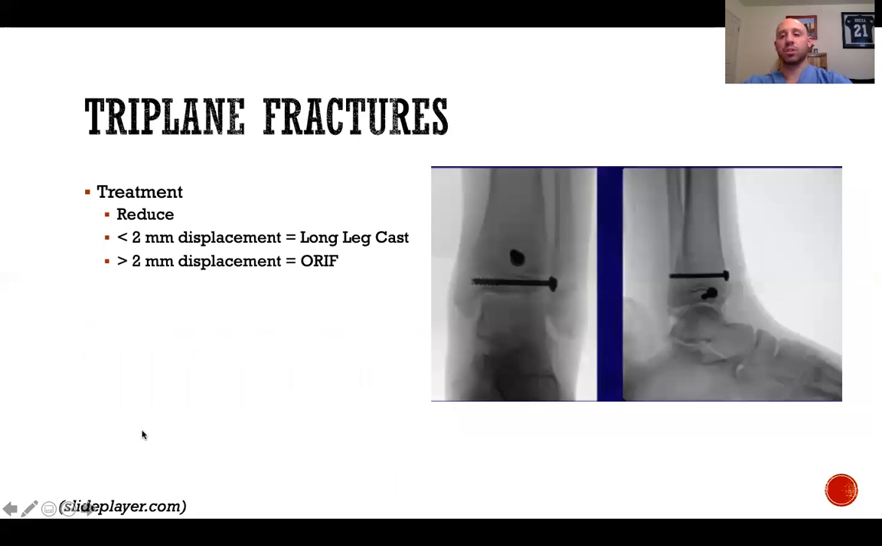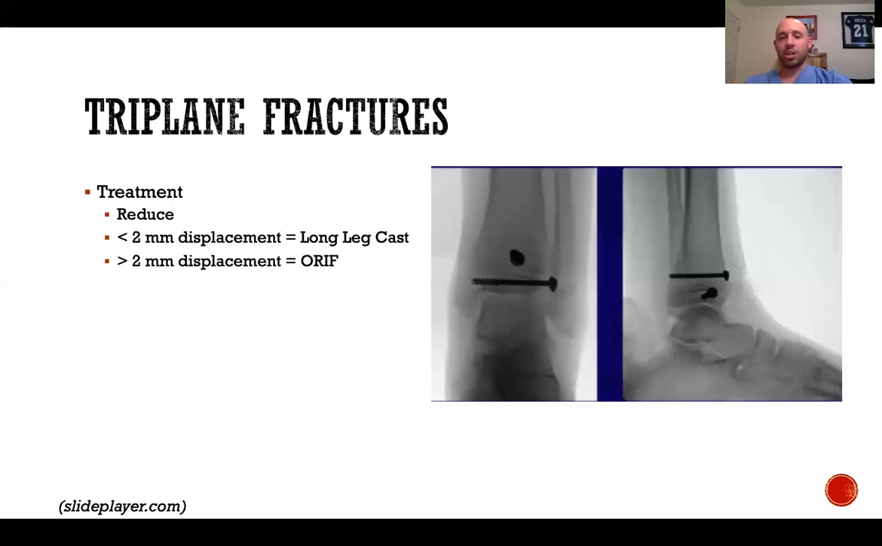It's very similar to Tillaux fractures. Again, we're going to try to reduce them. A lot of the times that internal rotation is going to help as well. And then we look at our displacement. Less than 2 millimeters is going to be, again, in a long leg cast. Greater than 2 millimeters, we're going to fix it. And again, we're going to use partially threaded screws.